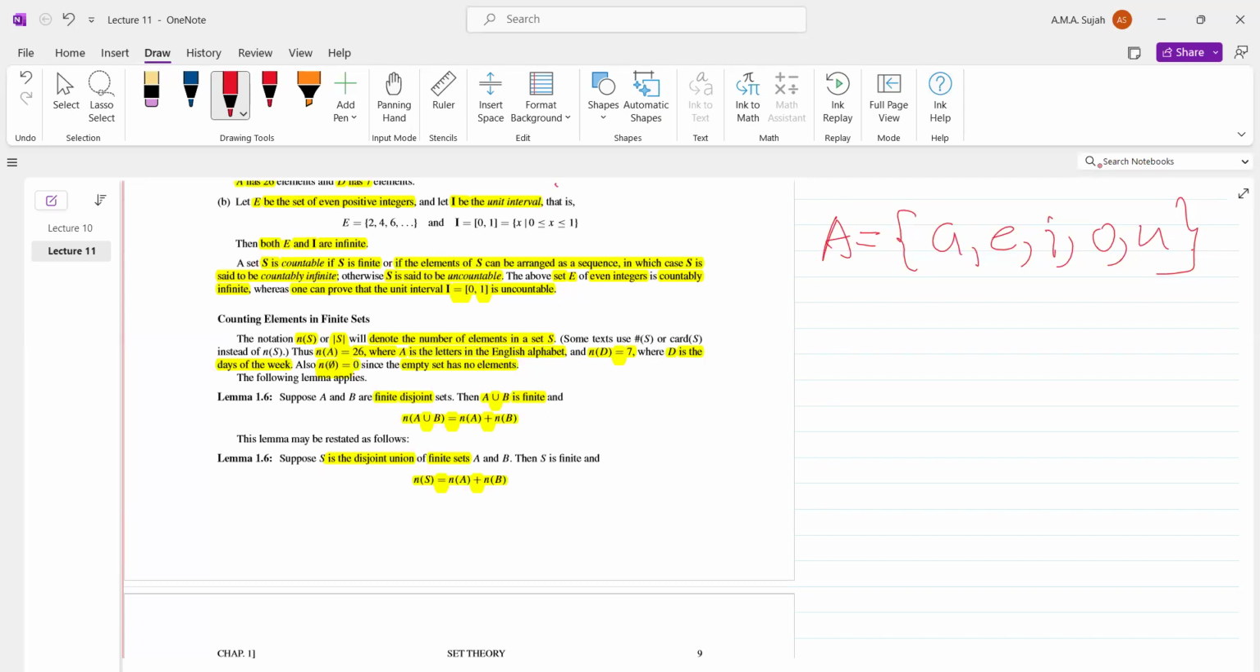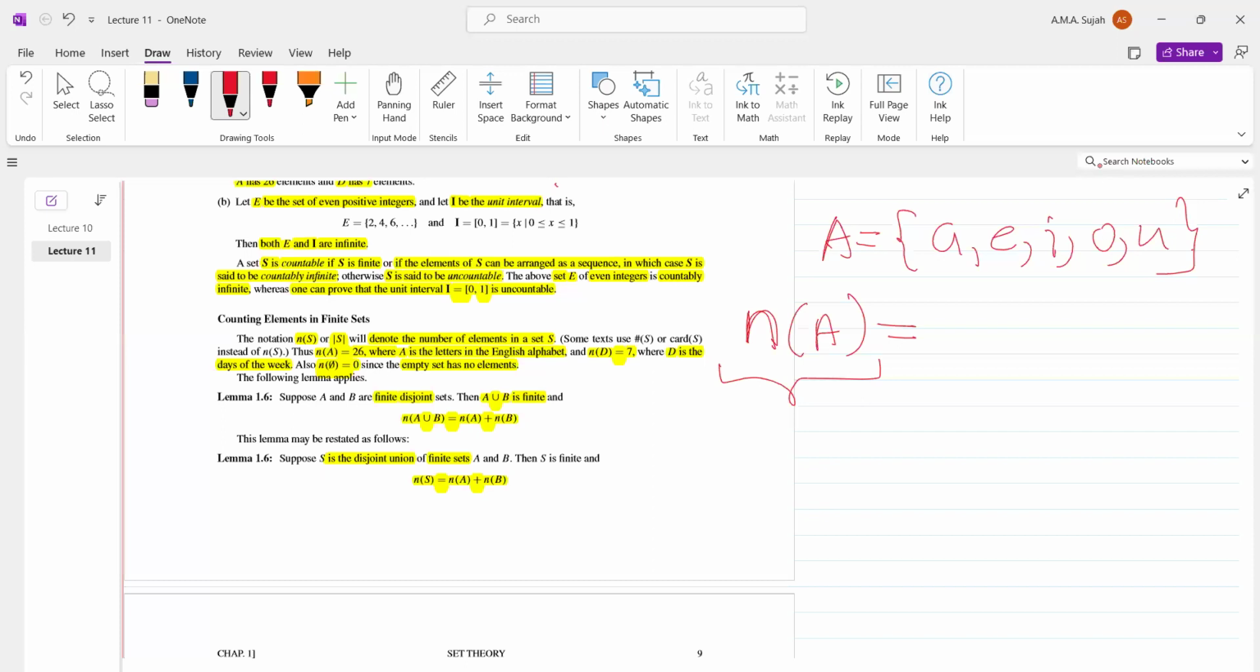Now we need to count how many elements this set has. So now we need to count how many elements are in the set. To denote this one, we are using n of A, right? So if you look at this type of symbol here, n within the parentheses, you write the name of the set.